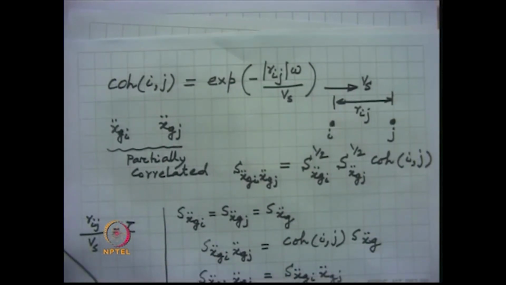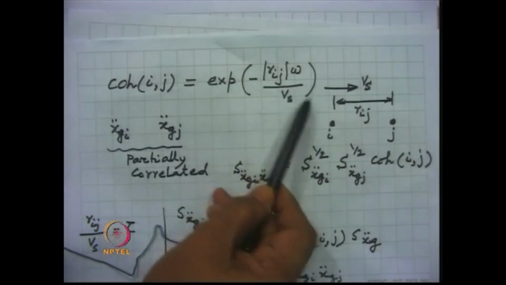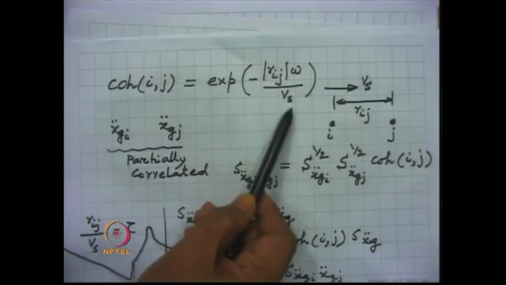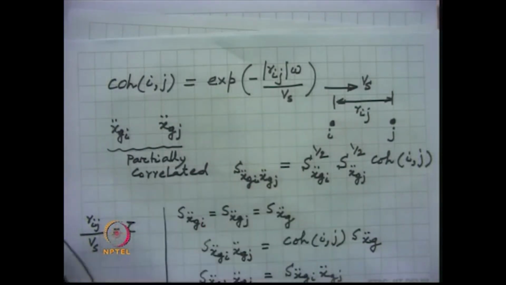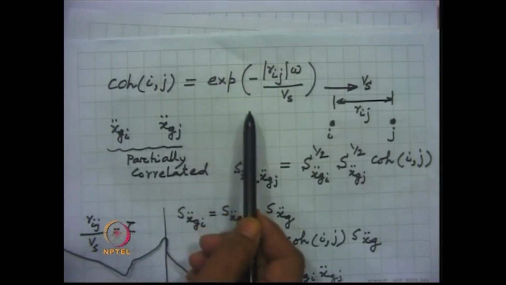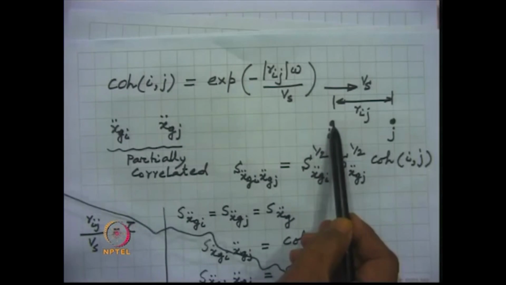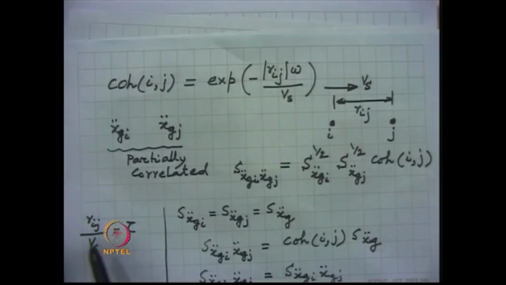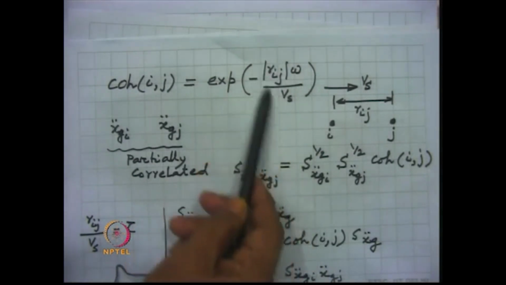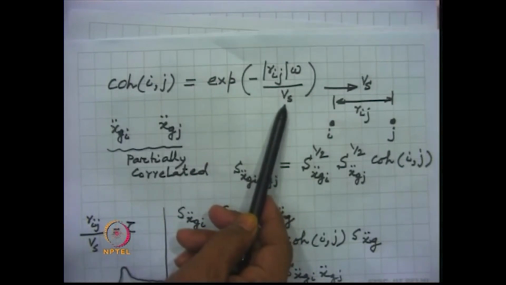In that case, one can replace Rij by Vs by the phase or the time lag, that is Rij divided by Vs is equal to the specified time lag. That is the time that will be required to travel from i to j if the velocity is Vs. Now, this has been specified, that is between the supports the time lag is 5 seconds. So, in this we can replace this quantity Rij by Vs by 5.